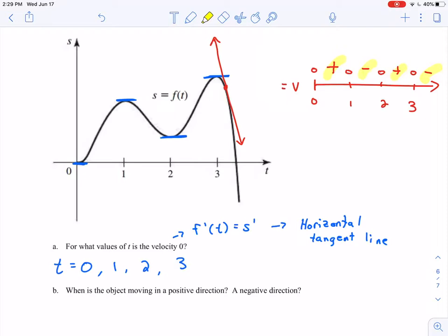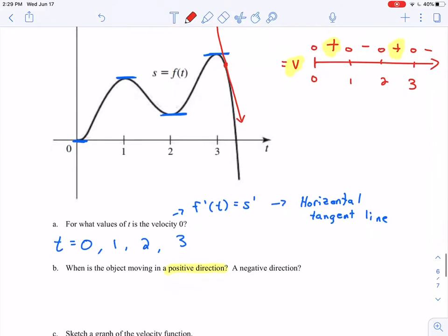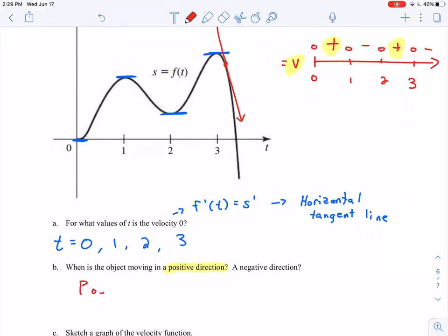So when I want to know where I'm moving in a positive direction, I'm going to say, hey, where is the velocity positive? Well, it's on these two intervals, between 0 and 1 and between 1 and 2. So when I talk about a positive direction, it's positive between 0 and 1. Now notice I'm already using parentheses to show that those numbers are not included, because we already said earlier that the velocity was 0 at 0 and 1 and 2 and 3.